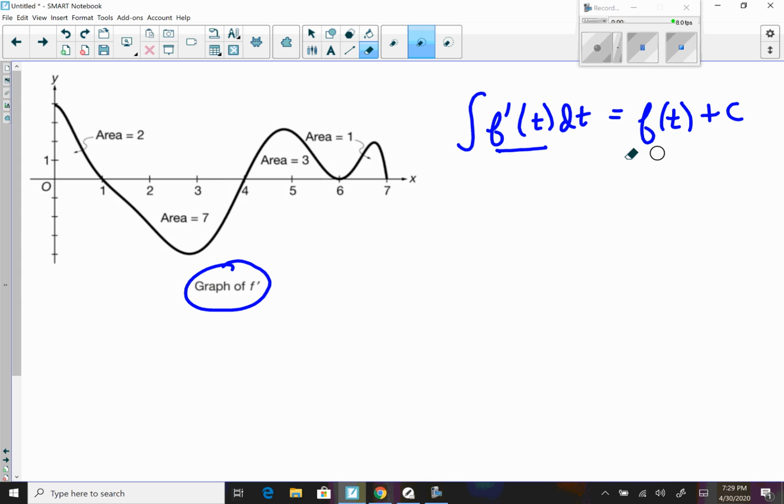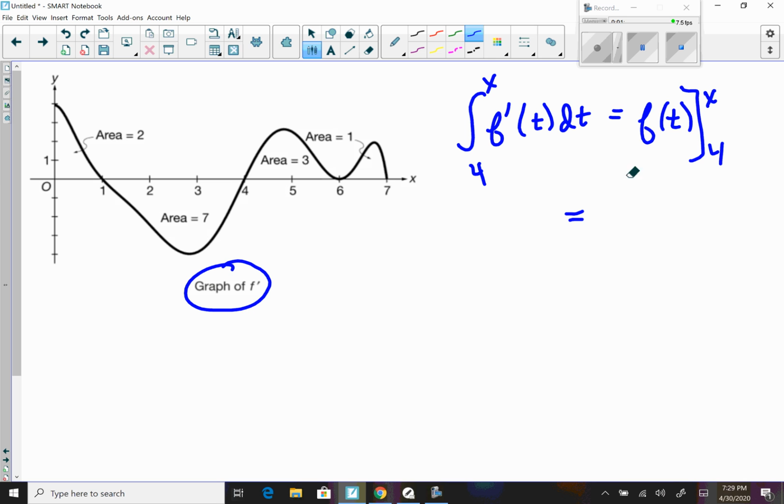When the integral has attachments to it, like let's say a 4 here and an x up here, then instead of writing plus c, we make a bracket with the x and the 4 attached, or whatever's over there. And that means the next thing we write is f of t gets replaced with what's up there, and then minus f of t gets replaced with what's down there.